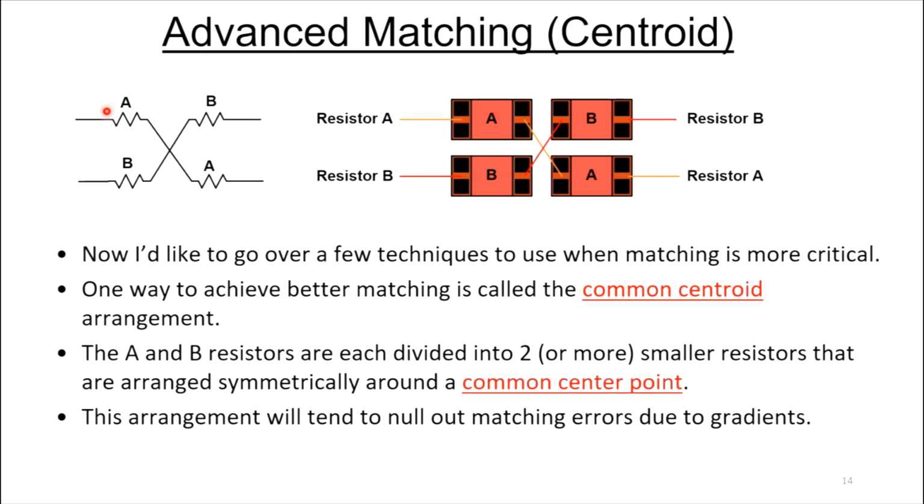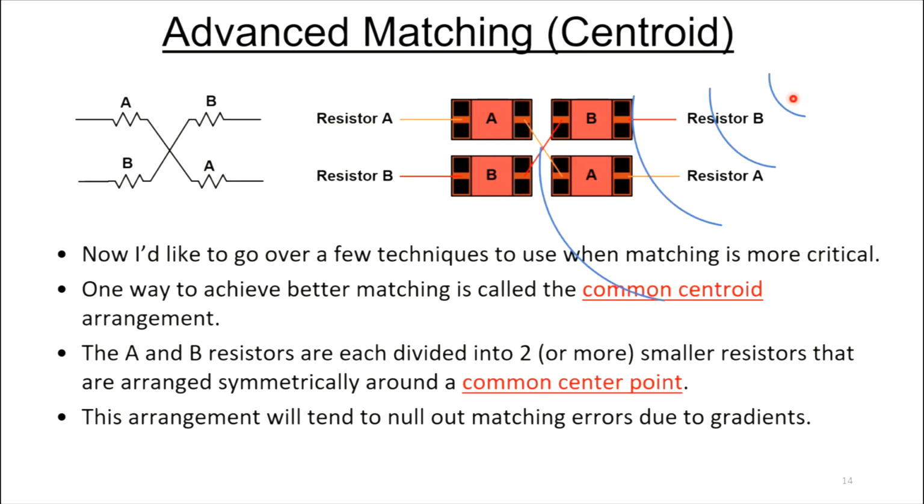Well, what you can do is take resistor A and chop it up into a bunch of smaller pieces. In this case, we chopped it up into two pieces, but you could have chopped it up into many more if you really wanted to match better. Same thing for resistor B. Now when we lay these out on the IC, we arrange them symmetrically around a common center point. So resistor A is really made up of two components in series, and resistor B is really made up of two components in series. And this is done, again, to try to null out mismatch due to gradients.